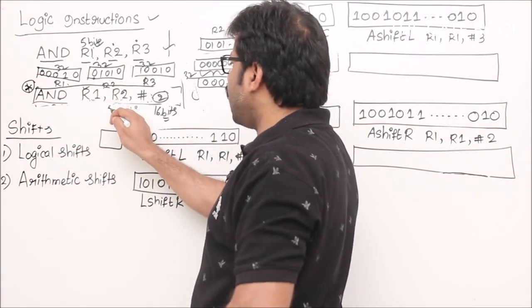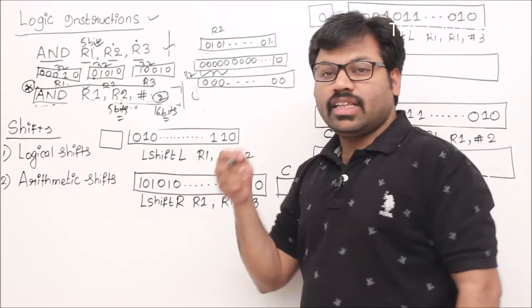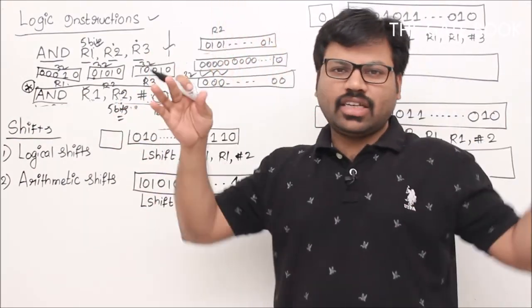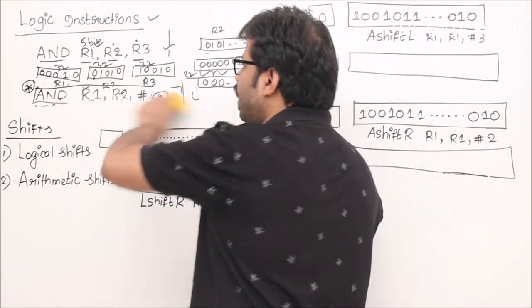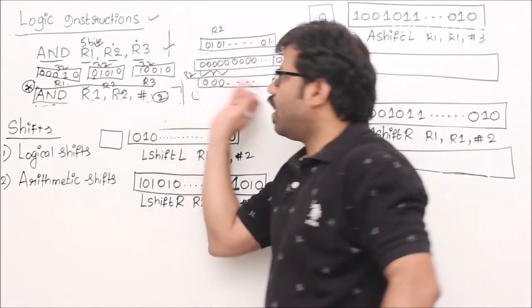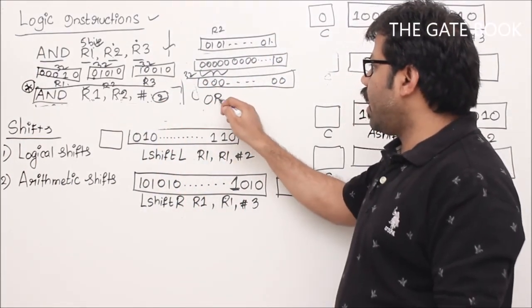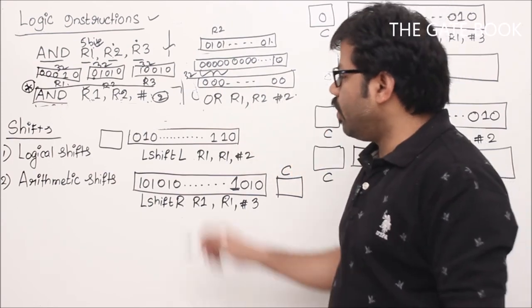Sir, R2 is having only 5 bits, right? How can you say it is 32 bits? We are mentioning the address of that register with 5 bits, but the register size is 32 bits. Try to understand. That is the difference between this AND and this AND. Similarly we can understand about the register form also. I am not discussing that, but we can still have R1, R2, #2. This kind of thing we can do, not a problem like AND.